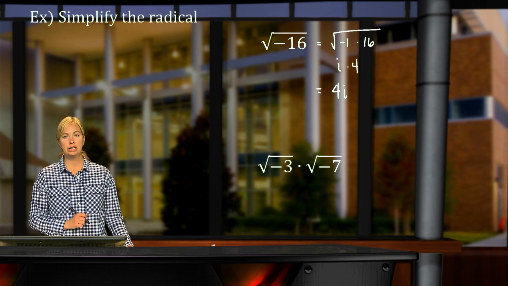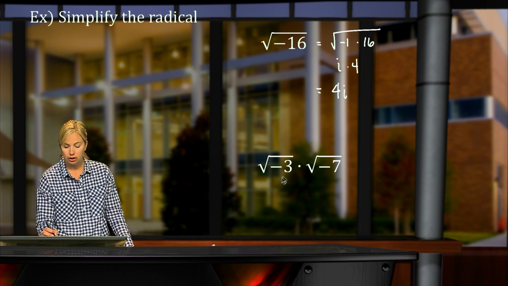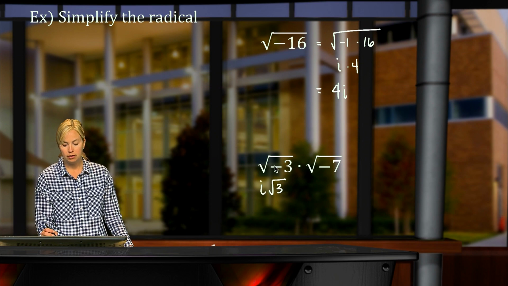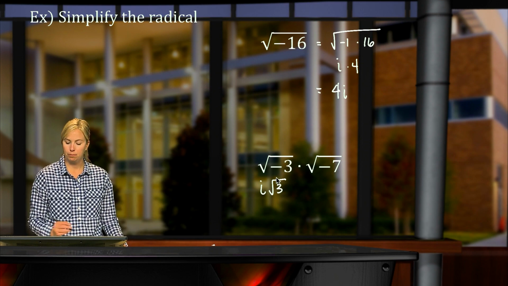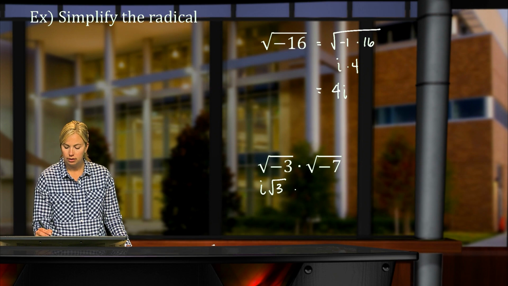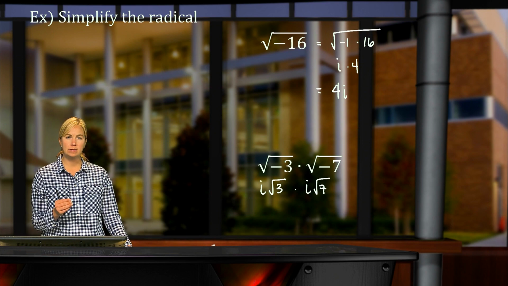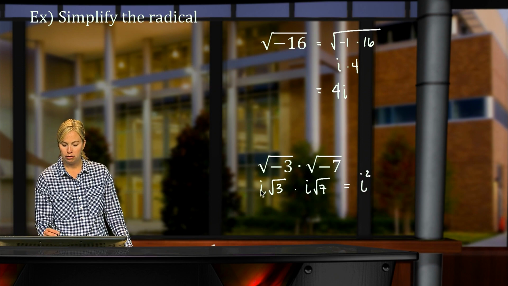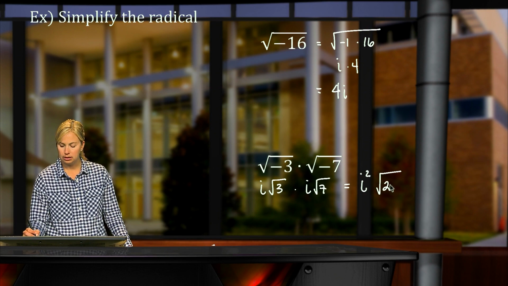The square root of -3 times the square root of -7. We want to simplify these radicals first. The square root of -3 is going to be i times the square root of 3, because that -1 is going to factor out as that i, like we saw in that last example. The square root of -7 is going to be i times the square root of 7. And now we can multiply through everything on the outside of the radicals, and everything underneath the radicals. So we've got i squared, times the square root of 3 times 7, which is 21.